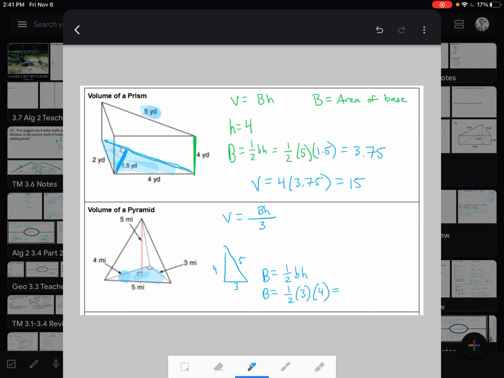So we're going to have an answer for our capital B that's basically 12 divided by 2, or 6. Our height they give to us as 5, so we can take that as our H term. So we have capital B equals 6, multiply that by our height of 5, divide all of that by 3. So we'll get a final answer for this one of 10. And again, that should be miles cubed, because we're in cubic units, 3D. And our top one should be yards cubed for our final answer there as well.